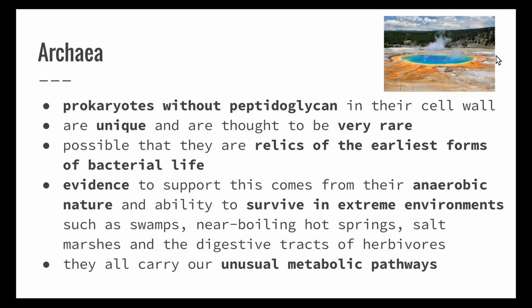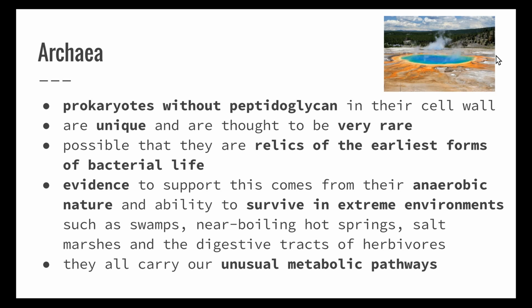So Archaea are prokaryotes without peptidoglycan in their cell walls. Peptidoglycan is a sugar polymer, which helps to create a membrane around the cell membrane of the organism. Archaea are unique and are thought to be very rare, so they're not found in as many places and in as large abundance as normal bacteria. And it is possible that they are relics of the earliest forms of bacterial life. So the bacteria that we know today is believed to have formed from these organisms in the past.